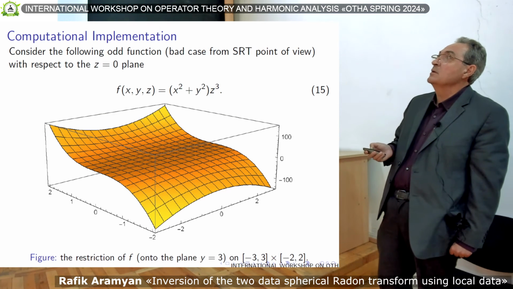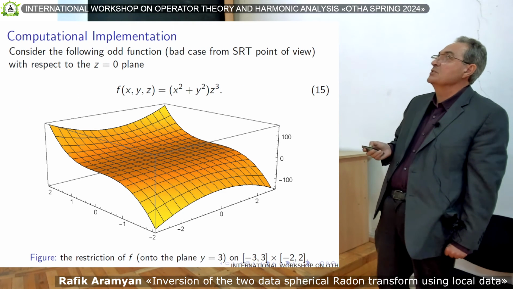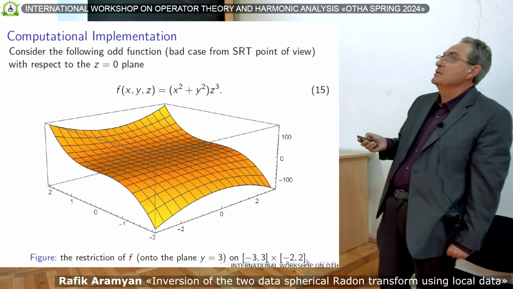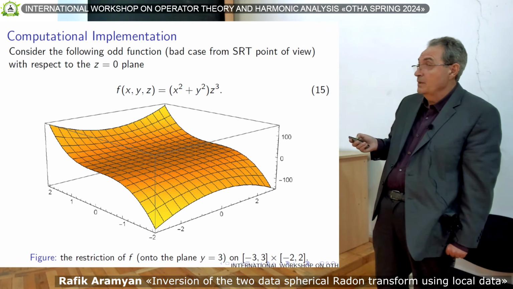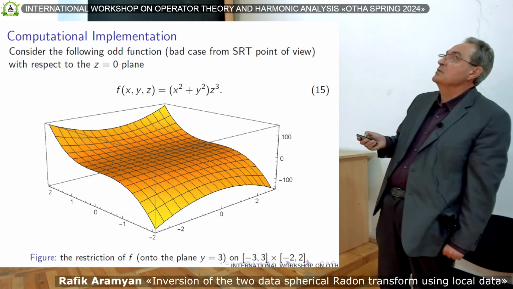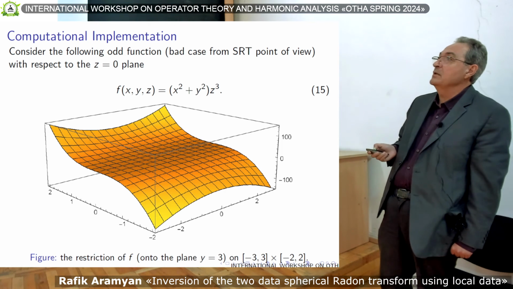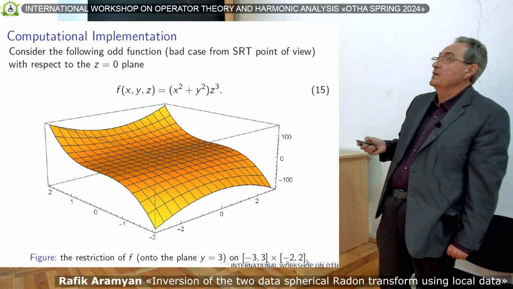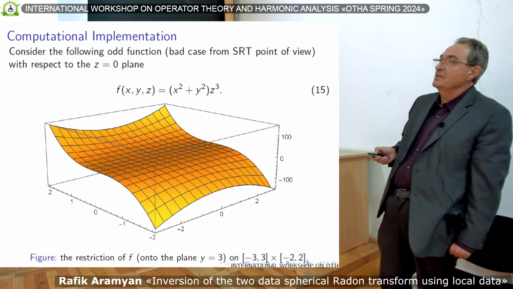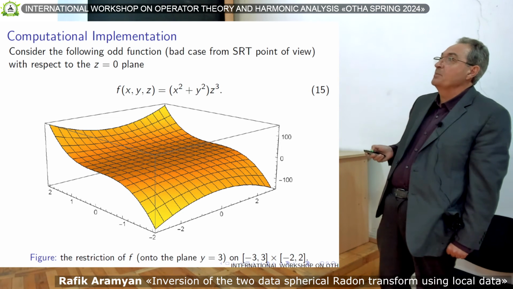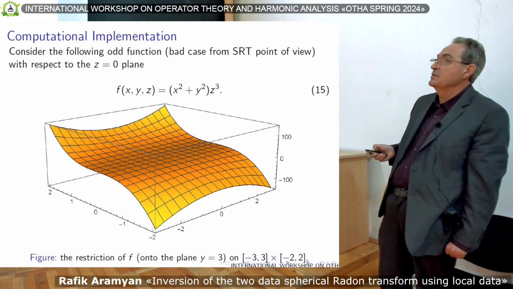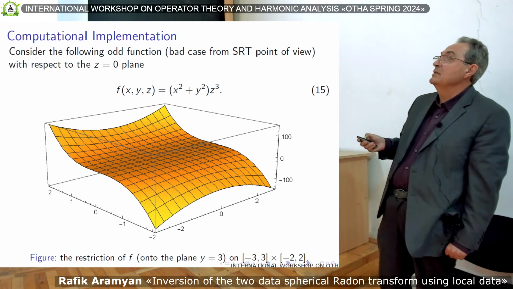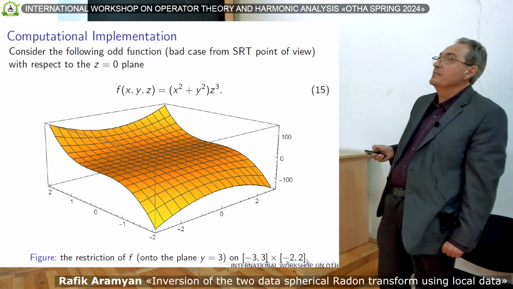Now let me show a computational implementation. Let me consider this function, which is a bad case from the spherical Radon transform point of view, because this is an odd function, okay? And you see the plot of the function. More precisely, we consider the restriction of the function onto the plane, because the function depends on three variables. On the plane y equals 3, you see the plot of the function on this rectangle.